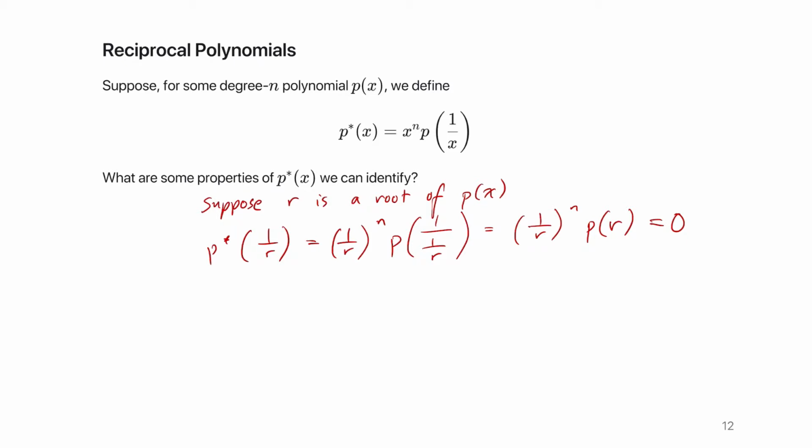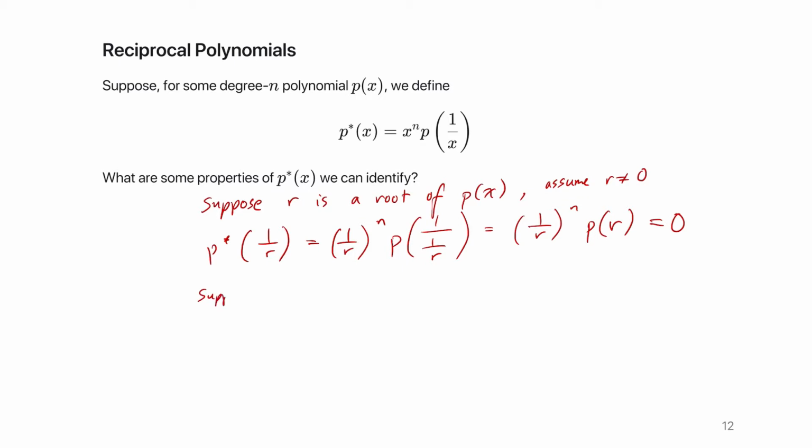So we know that if R is a root of P of x, 1 over R is a root of P star of x. And we're assuming, which I didn't say before, that R is non-zero, because then you couldn't do this. So we're saying if R is a root of P, 1 over R will be a root of P star, just by the way it's defined.